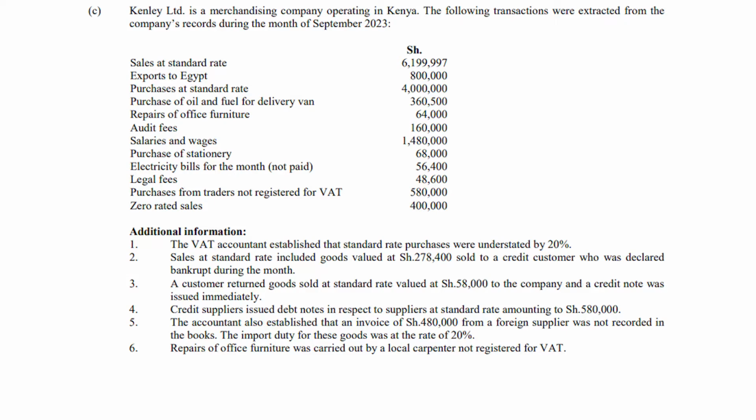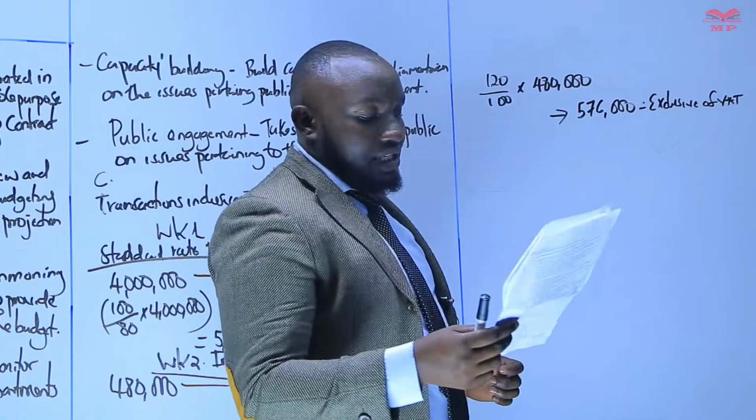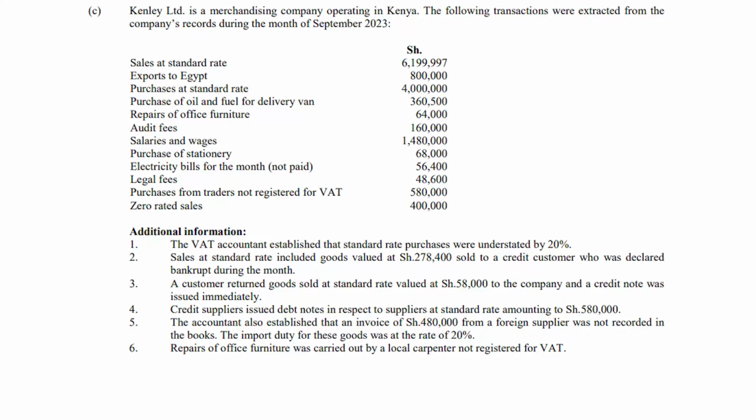We're being told that repairs of office furniture were carried out by a local carpenter not registered for VAT. Back to what we said on inputs, if repairs of office furniture were done by a local carpenter not registered for VAT, then you're not going to claim it. If you want to claim it, then it needs to be done by an individual who is registered for VAT. We lay emphasis on additional information number 6: if a service is carried out by a person who is not registered for VAT, you cannot claim it as an input VAT.